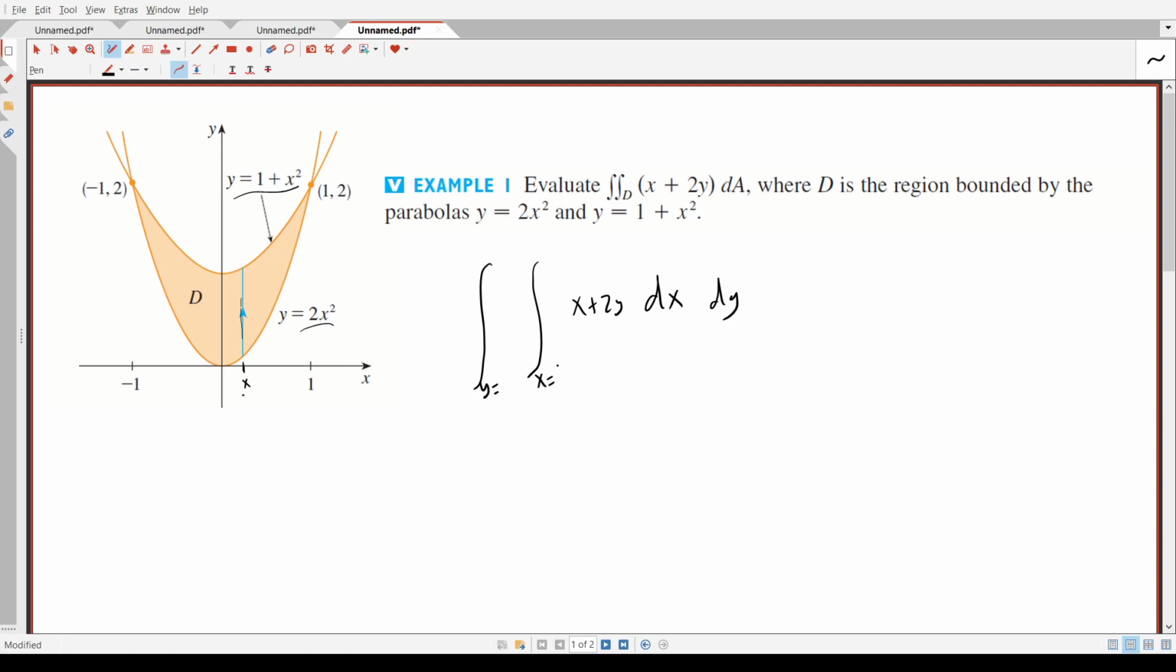So for x, I'm going to pick a value of x, and then I'm going to ask what is the smallest value of y for that particular value of x. Here, the smallest value of y is 2x squared. So this is going to go from... Oh, I'm sorry. You know what? I'm doing this wrong. I said this backwards. I wrote that totally backwards.